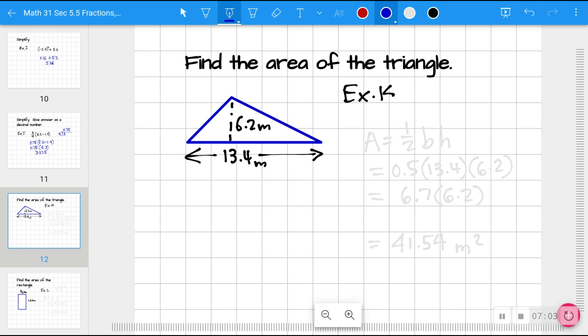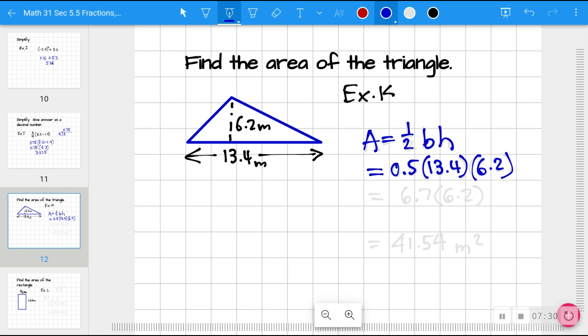Okay, a little bit of geometry here. We've got the area of a triangle in this problem. The area of a triangle, you can Google it, is 1/2 of the base length times the height. So in this case, the 1/2 I'm going to write as a decimal. You could do 1 divided by 2, but I think you know it's 0.5. And then the base length is 13.4, and the height is 6.2.